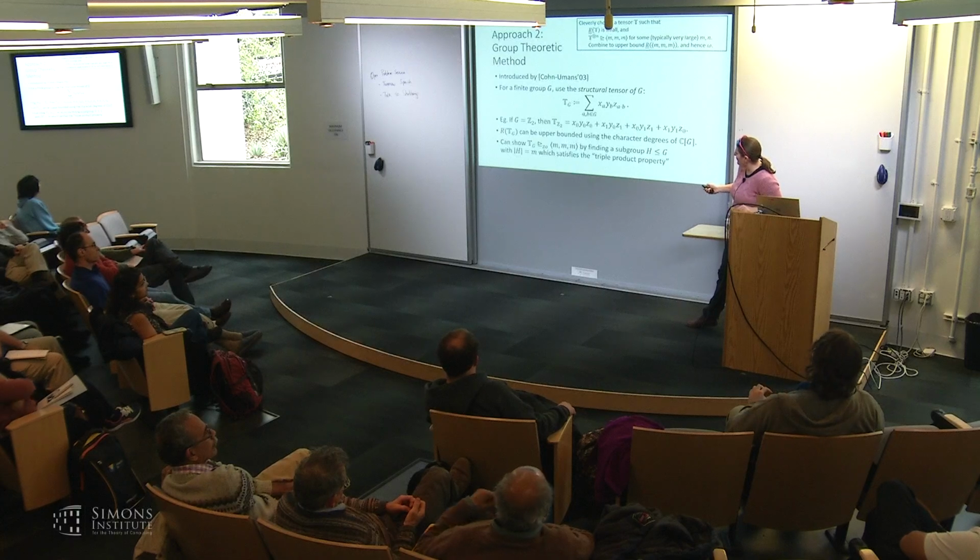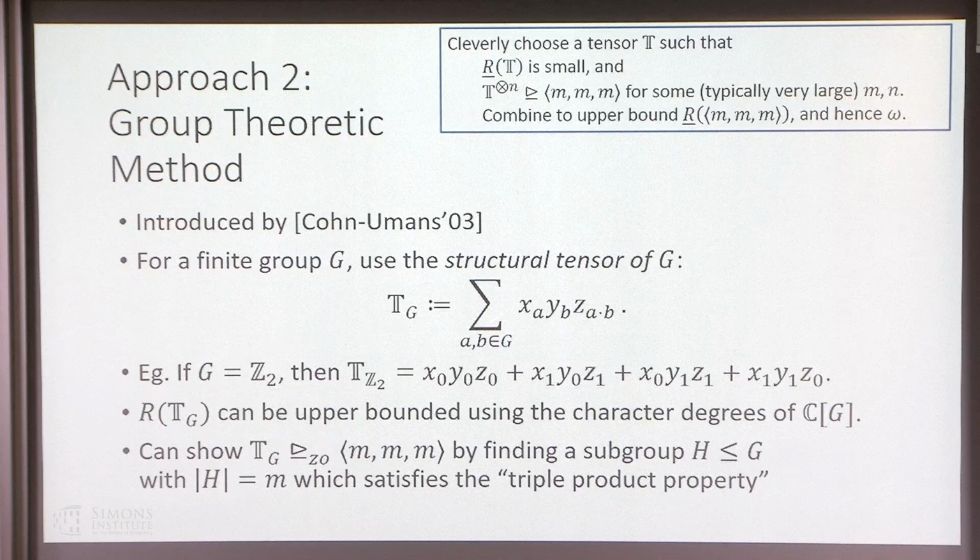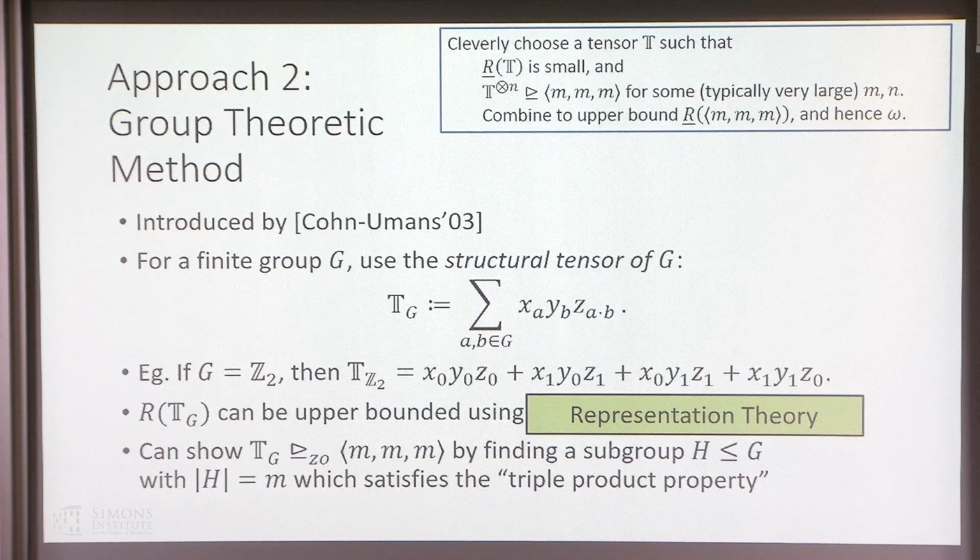So this part is relatively nice because of the nice structure of these tensors, and then Cohn and Umans and follow-up works defined some nice properties of groups, such as the triple product property and simultaneous triple product property and so on, to give you a zeroing out of the tensor or its tensor powers to matrix multiplication tensors, and that's the second part of the approach. But it's again only zeroing out. All right, this part uses representation theory, and this one just group theory.